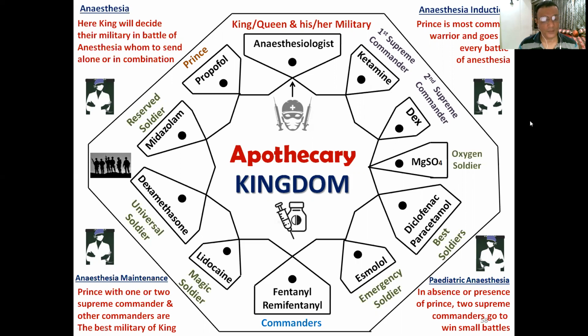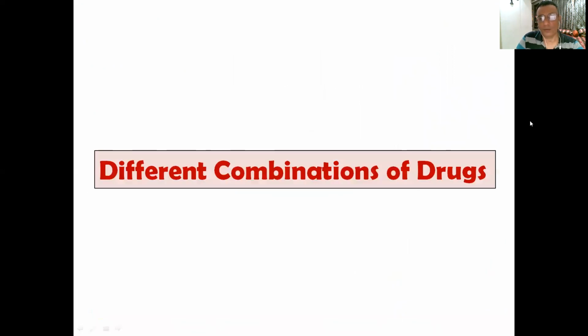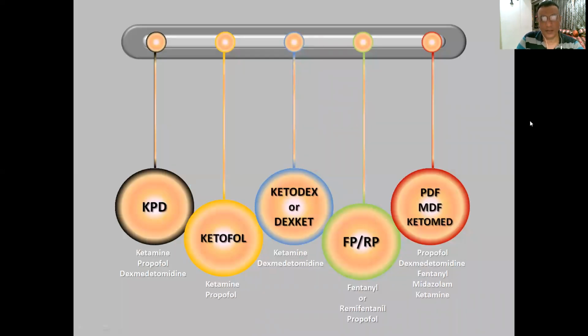For anesthesia maintenance, the prince goes with one or two supreme commanders like ketamine or dex, and other commanders like fentanyl and remifentanil, which we are giving for the induction. And these are the best military of the king. For pediatric anesthesia, in the absence or presence of the prince, two supreme commanders go to the small battle. Different combinations of drugs are KPD, ketofol, ketodex or dexket, FP or RP, PDF, MDF, ketomid.